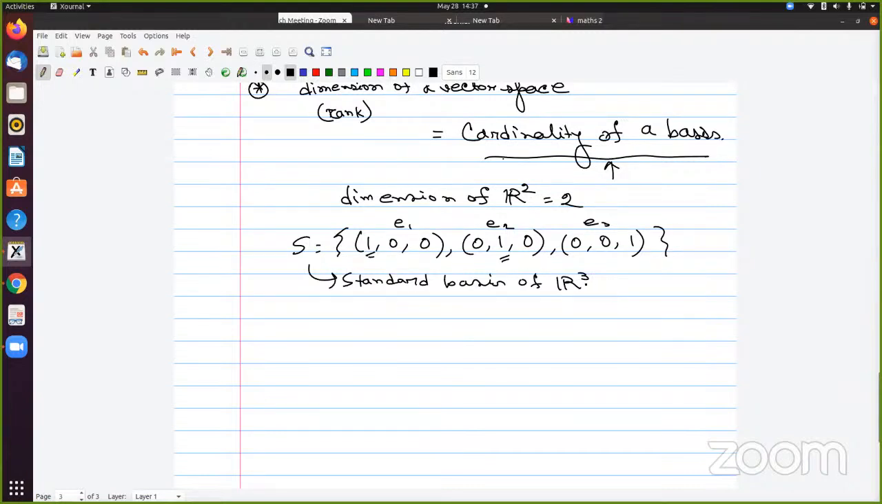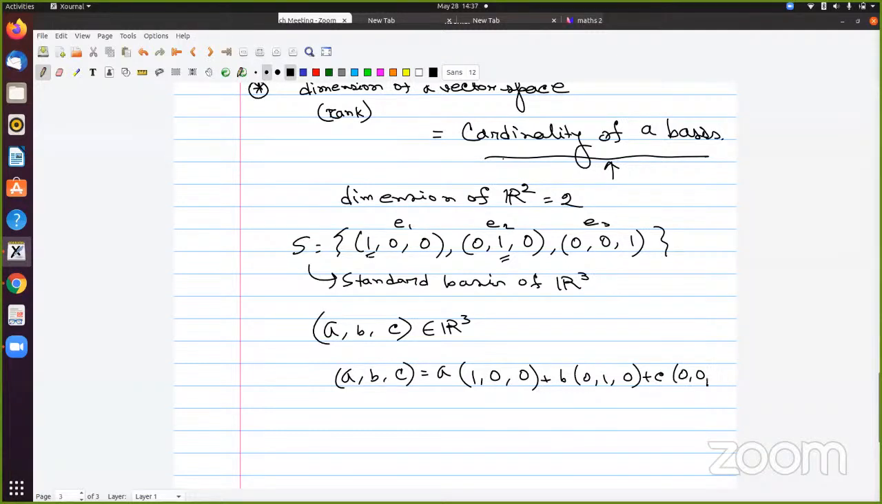When I put these as columns, it gives me the identity matrix, so the determinant will be 1, which is non-zero. And it spans because at each coordinate I have a 1. So once I take a, b, c, a general element of R3, I really don't have to check anything. It is nothing but this combination. We can simply write it as a combination of these.